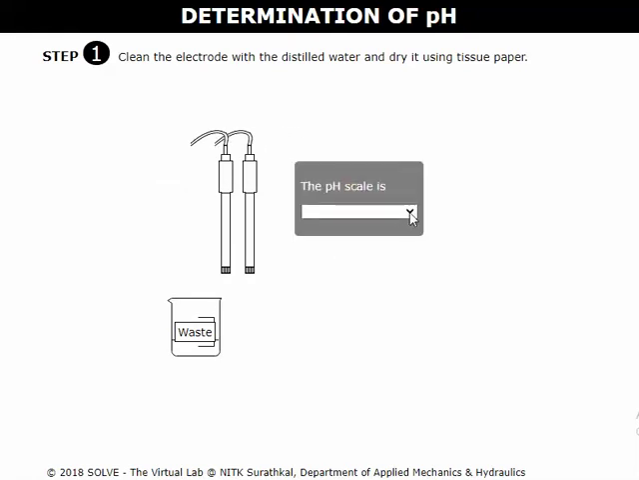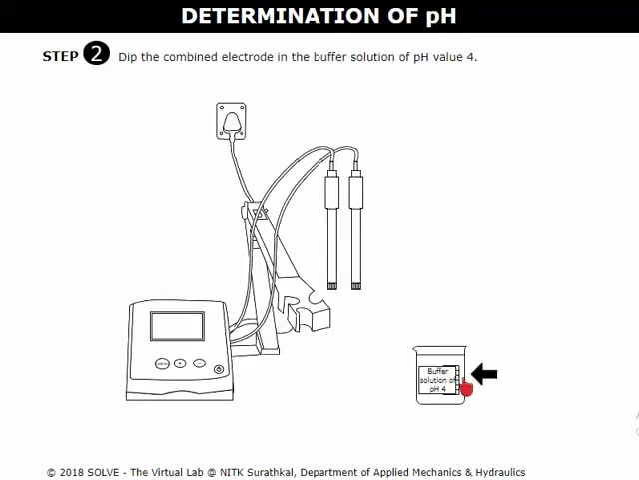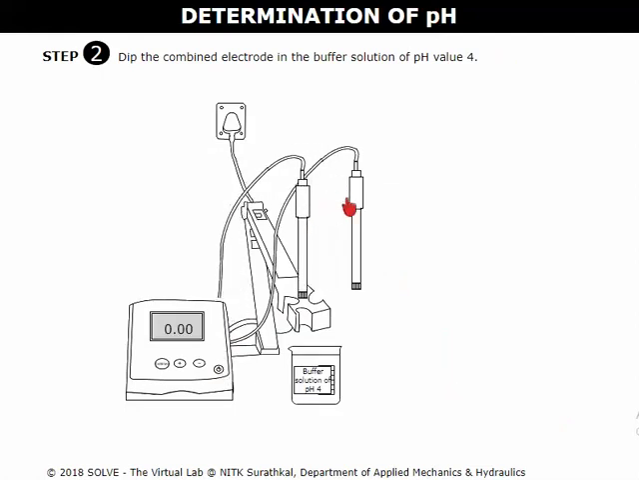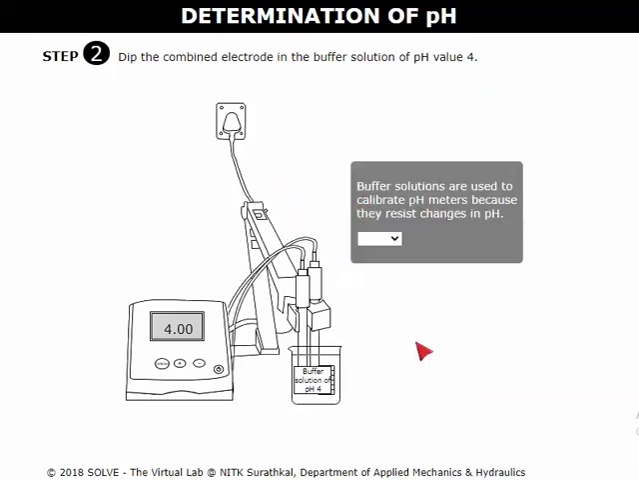Select the correct answer for this pop-up question to proceed to the next step. Click on the buffer solution and then switch on the pH meter. Now click on the electrodes to insert it into the buffer solution. Select the correct answer in this pop-up question to proceed to the next step.